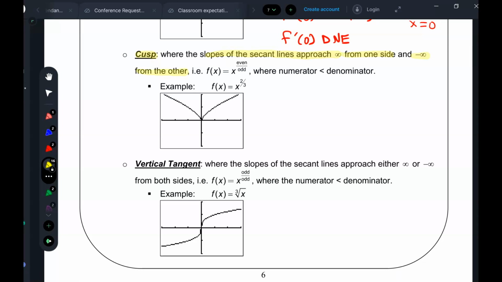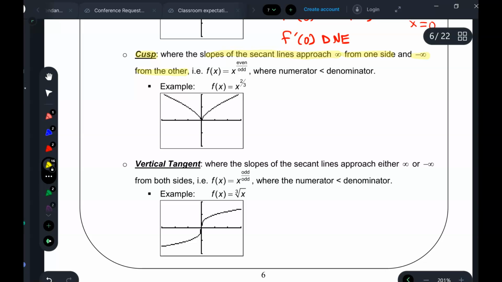I say secants here, but you can also consider the tangent. So what's happening from the left? If I follow that, it's becoming a vertical line, so it's approaching a negative infinity slope. And what's happening from the right side? It's approaching a positive infinity slope. That's how we get that kind of shape at the top.